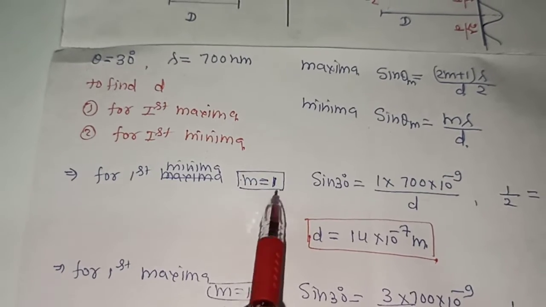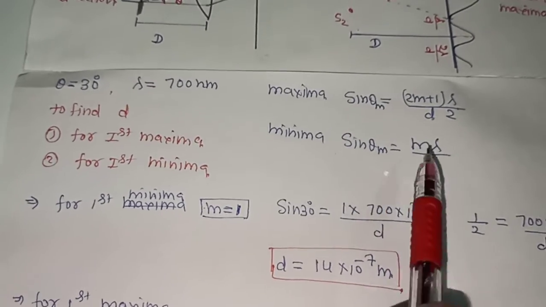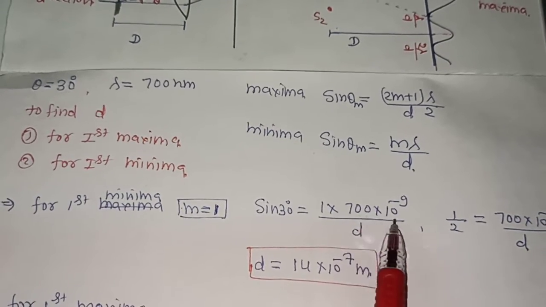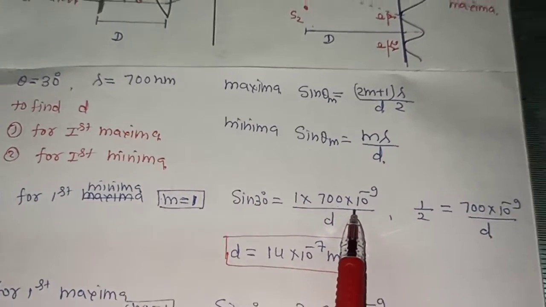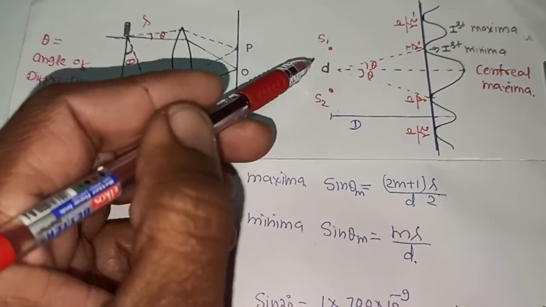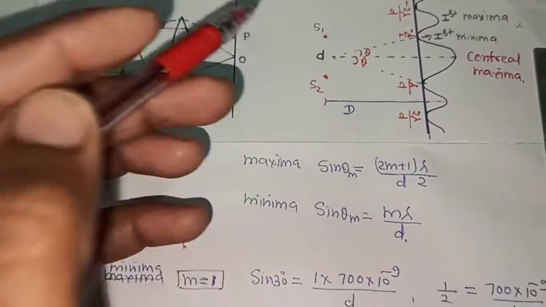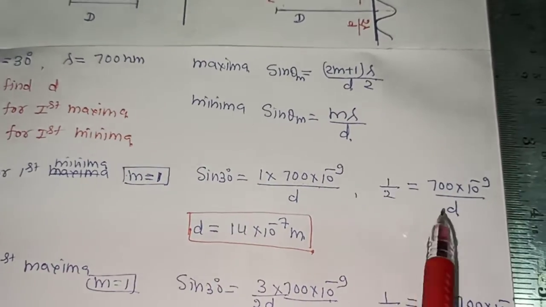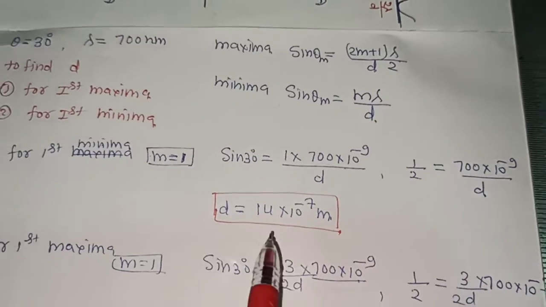This time we will substitute the value of m as 1, and this is the formula of minima. Now this is 700 nanometer, convert into meter. D we have to calculate. We have to calculate the distance between the two slits, and now substitute the diffraction angle 30 degree. So we will calculate the value of d, and this is the d.